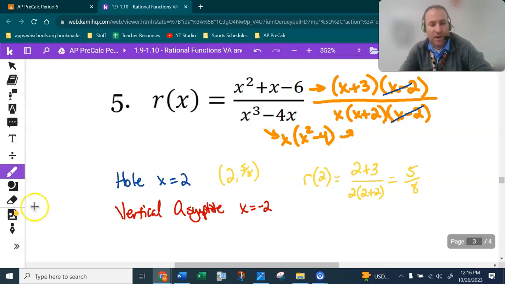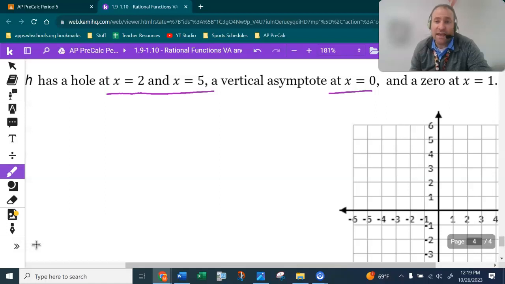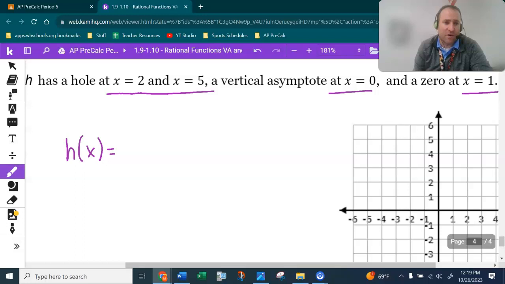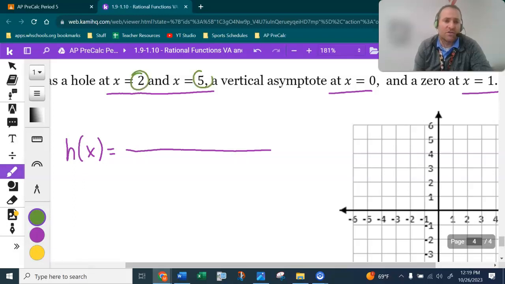All right, let's jump down and look at number 12, and then we'll call it a day. With number 12, we're looking to write a function that satisfies all these conditions. We are going to have a hole located where x equals 2 and x equals 5. We're going to have a vertical asymptote at x equals 0. And we need to have a root, an x-intercept where x equals 1. Let's do the easy stuff first. So h of x equals, now let's think about this.